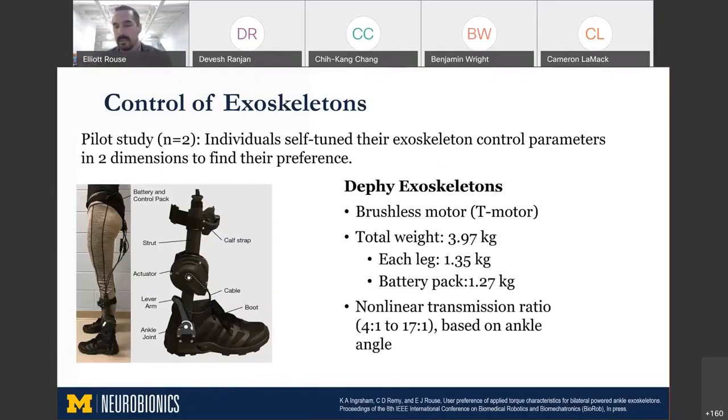Defy's exoskeleton uses brushless motors, the T-Motor U8. It has a weight of about 1.35 kilograms. It's a unidirectional actuator, so it only can provide a planar flexive torque. And it has a nonlinear transmission ratio that varies between 4:1 and 17:1, depending on angle.